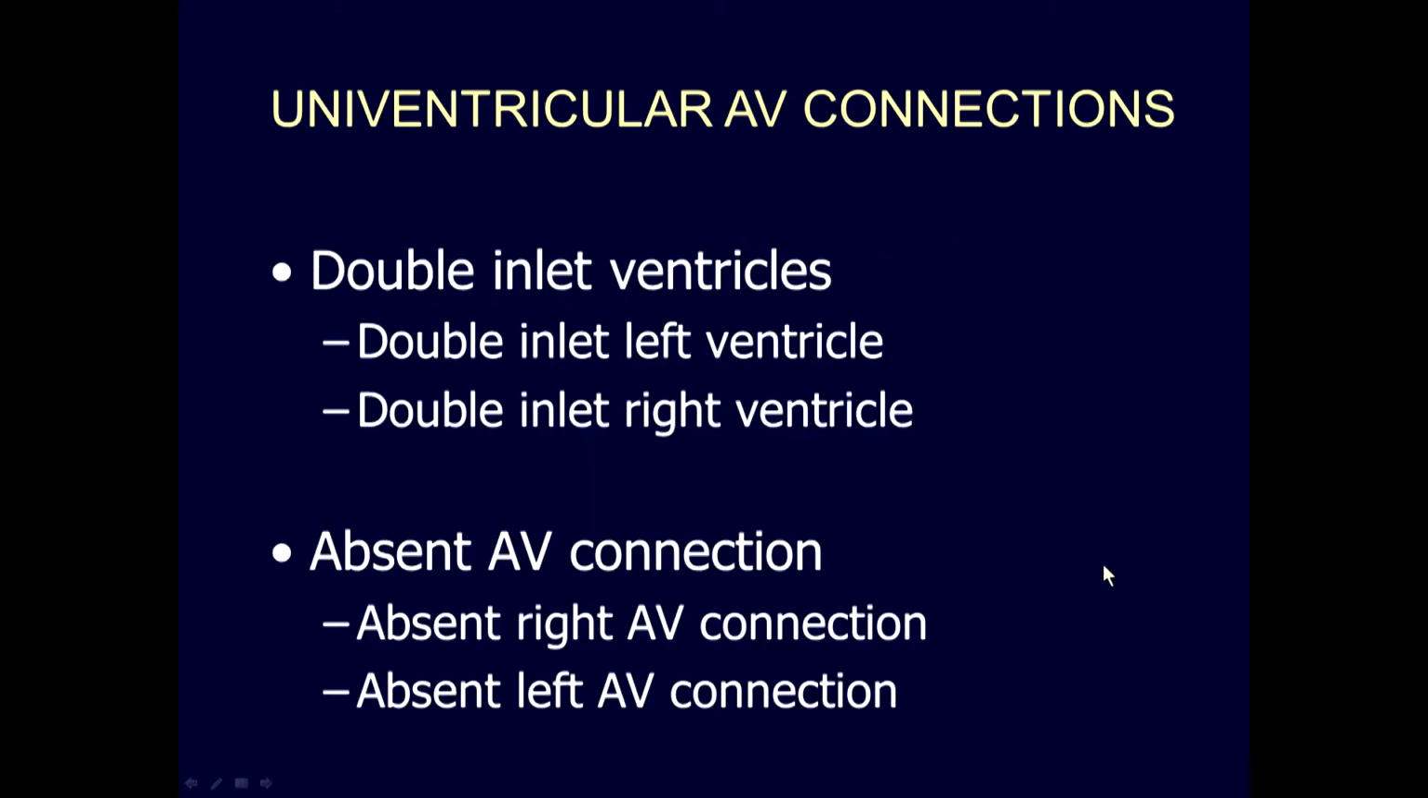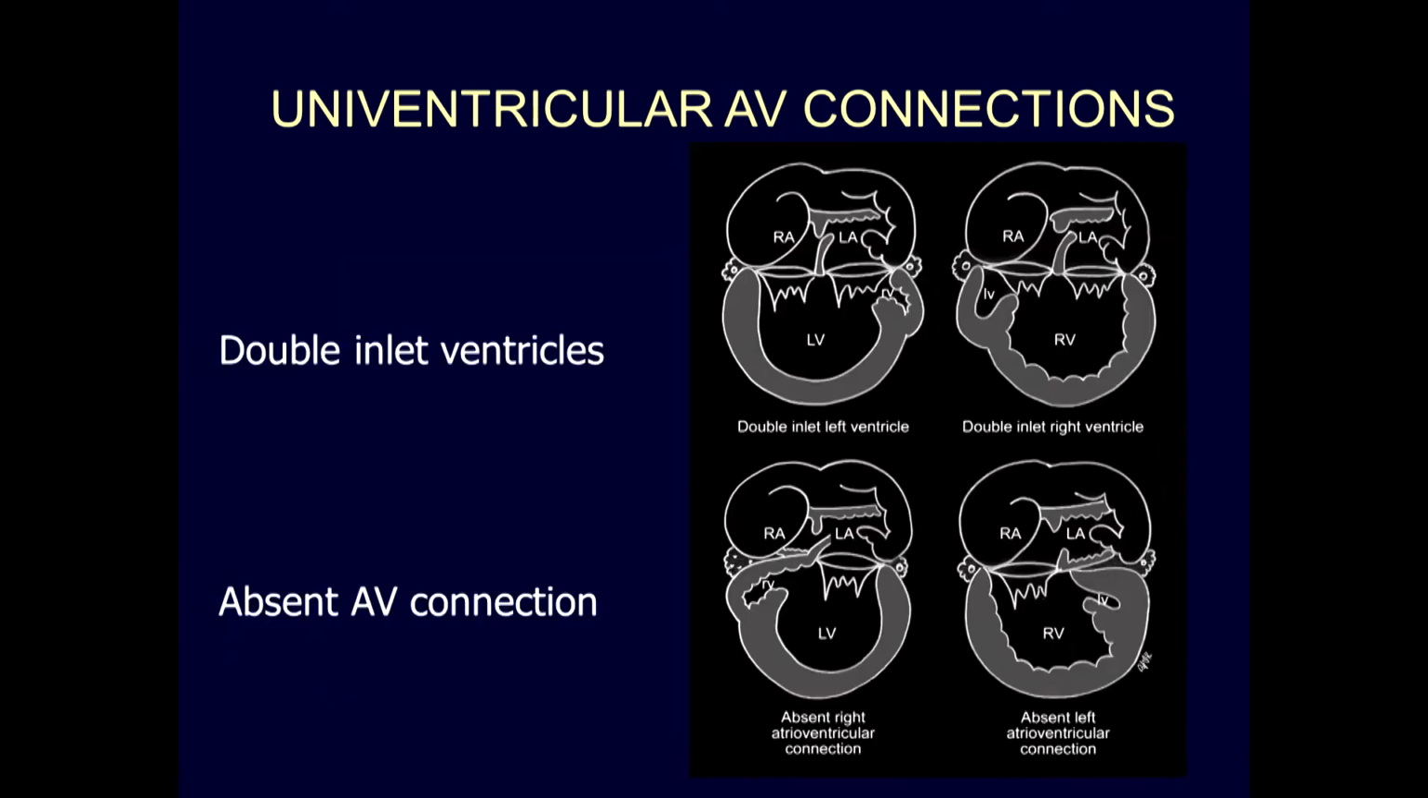And let's move to univentricular AV connection. There are two types of univentricular AV connection: double inlet ventricles and absent one AV valve. In double inlet ventricles, the two AV valves are committed to one ventricle, usually a dominant morphological LV, but sometimes a morphological right ventricle. In this case, double inlet left ventricle. In this case, double inlet right ventricle.